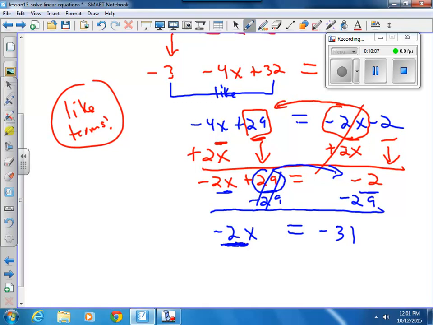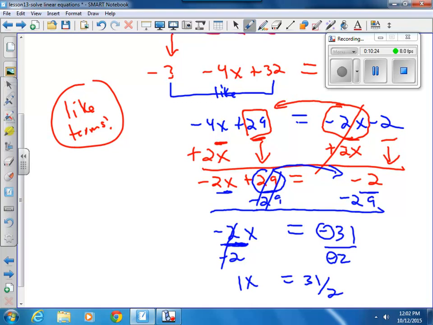So, okay, let's divide by negative 2. That'll be good because negative 2 divided by negative 2 is 1. So I'll be left with 1x. And divide by negative 2. Now, a negative divided by a negative is a positive, and you arrive at 31 halves.